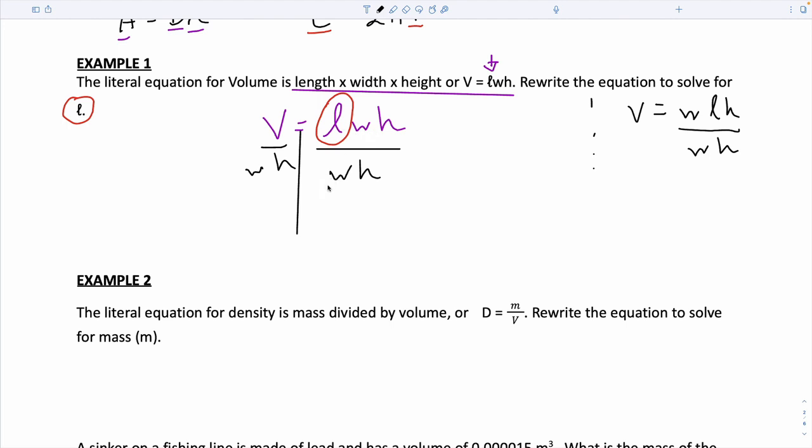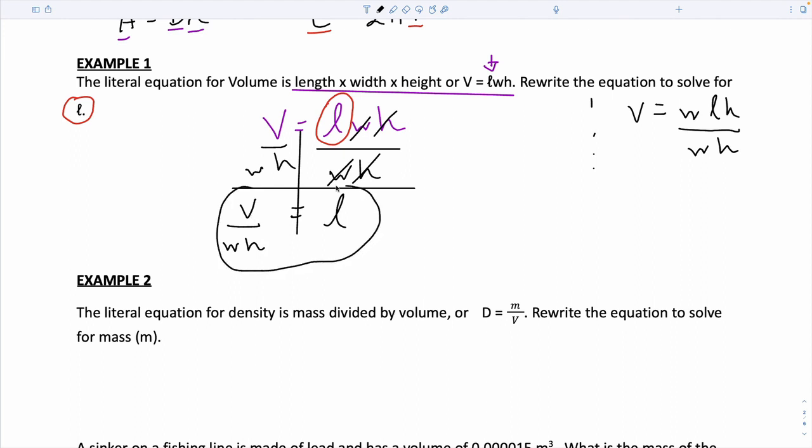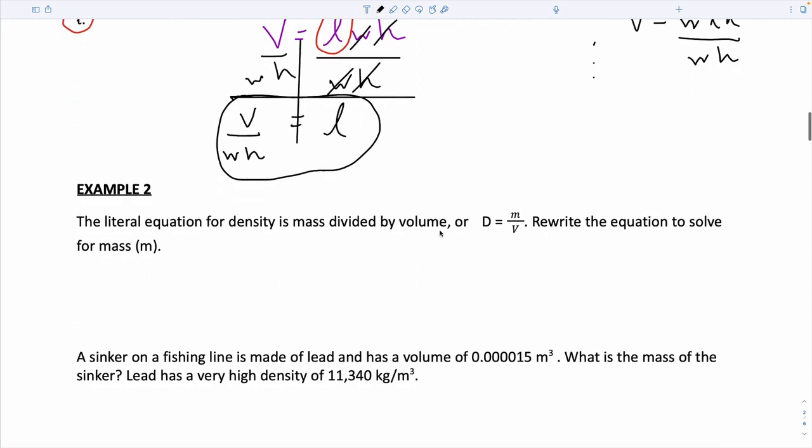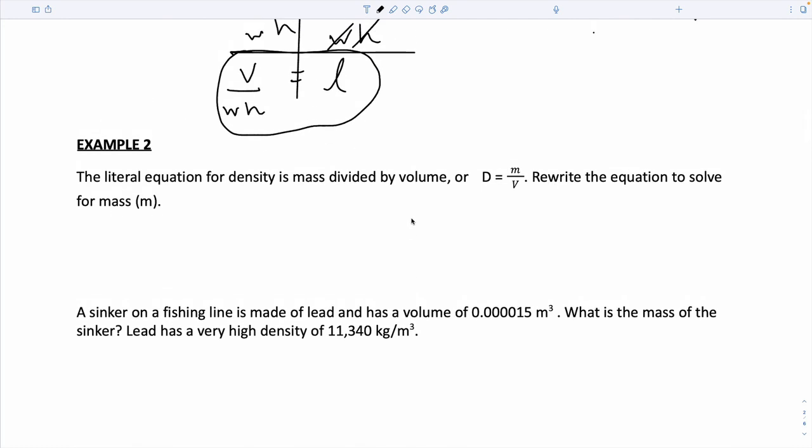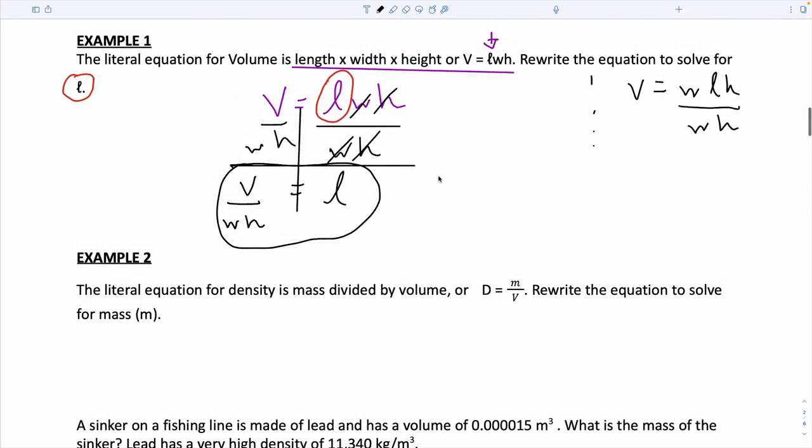When you divide by WH, remember the inverse operation will cancel it out, and you will get L by itself. On the left side, you're stuck with V on the top divided by WH. That is as simple as you can make the answer. You can't get it any simpler than that. It looks kind of annoying that you want to make it a better looking number, but that's all you can do.